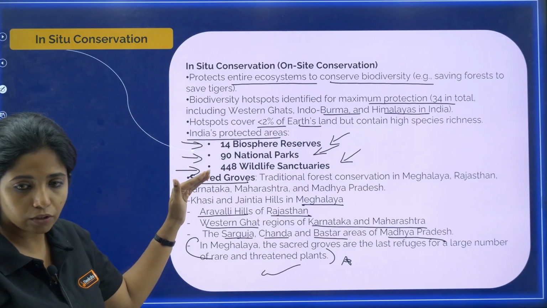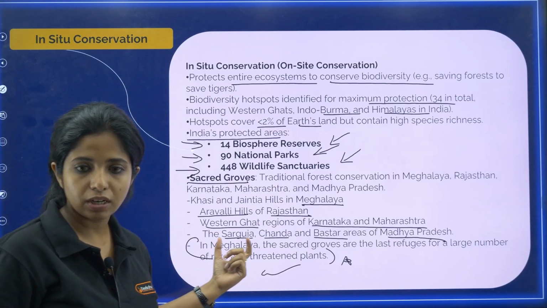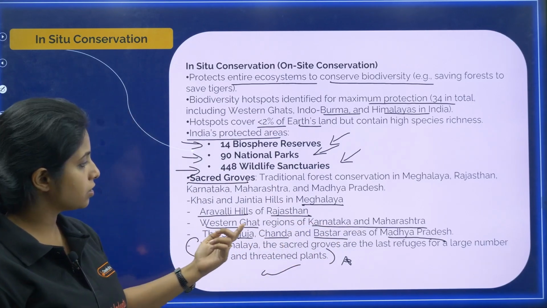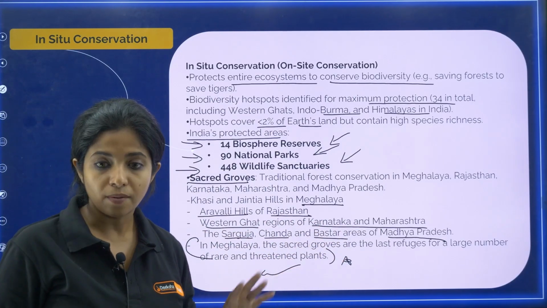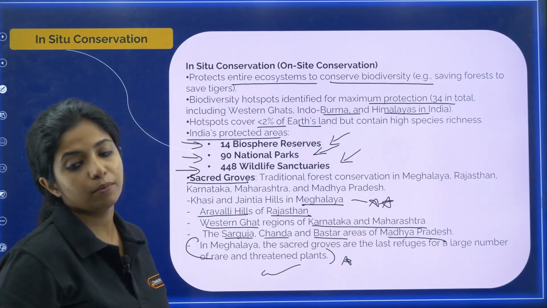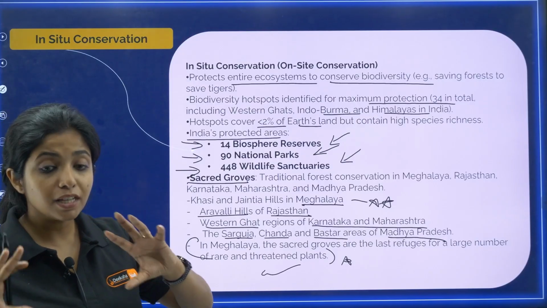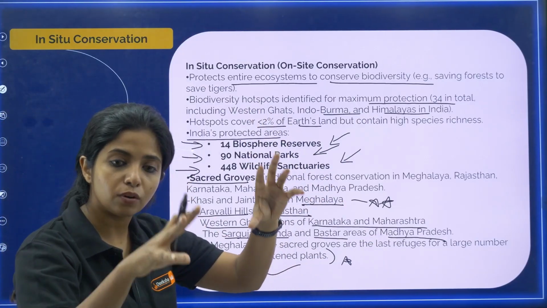And apart from that, you have sacred groves, Khasi and Jaintia in Meghalaya, Aravalli Hills of Rajasthan, Western Ghats of Karnataka and Maharashtra, and Sarguja, Chanda and Bastar of Madhya Pradesh. And in Meghalaya, this is our last option that is available for safeguarding the rare and the threatened plant species. Okay, this is about in situ conservation. We are conserving them in their own habitat.